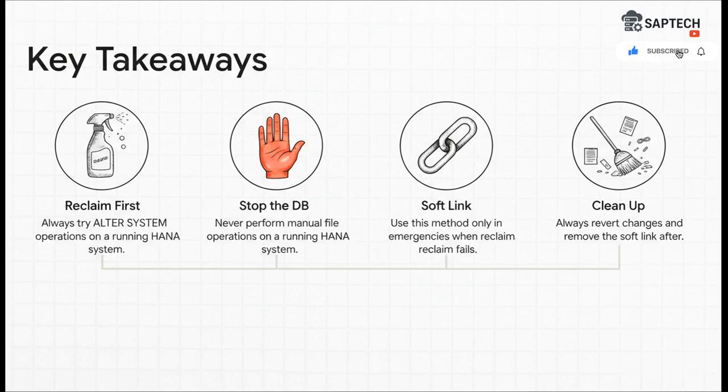3. The soft link method is your emergency eject button. Only use it when all else fails. And 4. Always clean up after yourself. Put things back the way you found them to keep your system healthy.